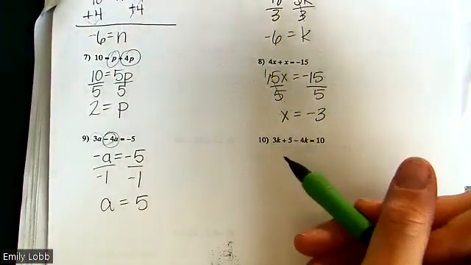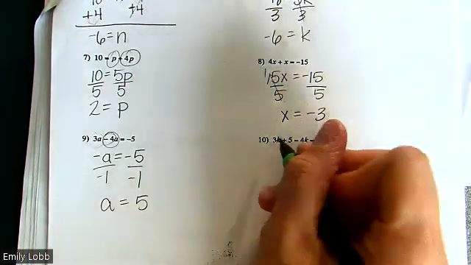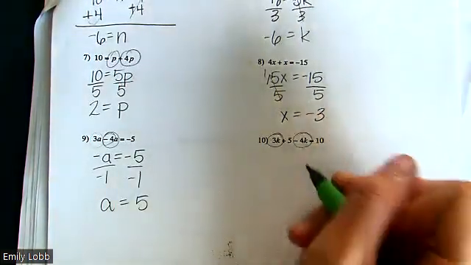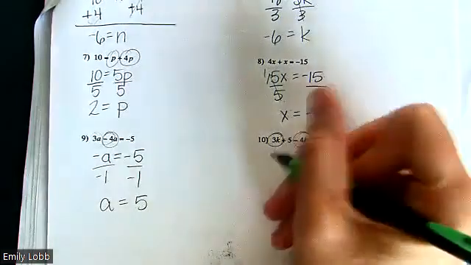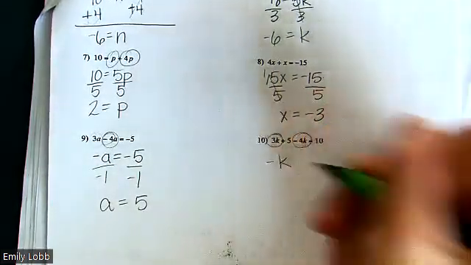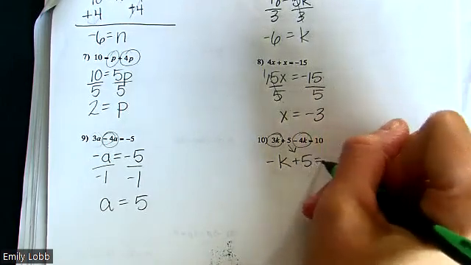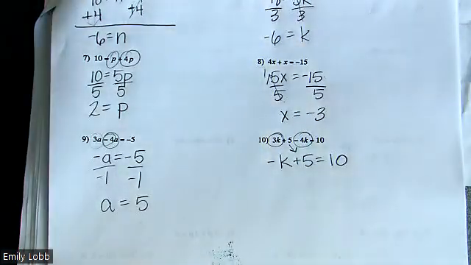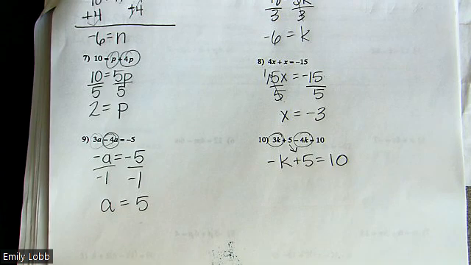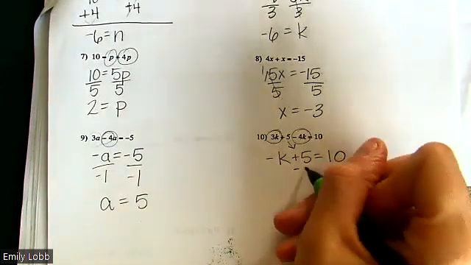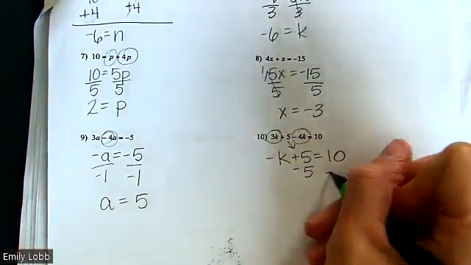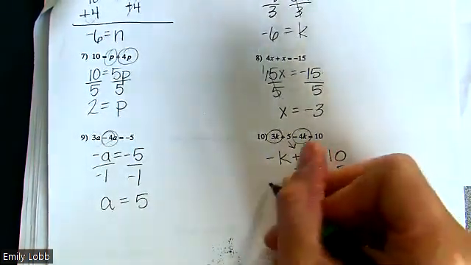Finally, what can we combine in number 10? 3k and negative 4. This is very similar, right? We end up with a negative k, but don't forget to bring down the plus 5 equals 10. Again, we're back to a two-step equation like we were on the front side on page 4. So I undo it by subtracting the same number from both sides.